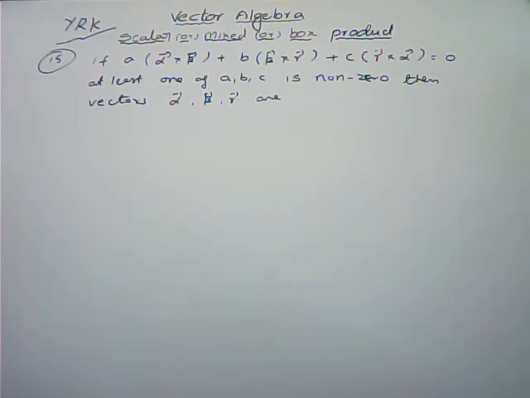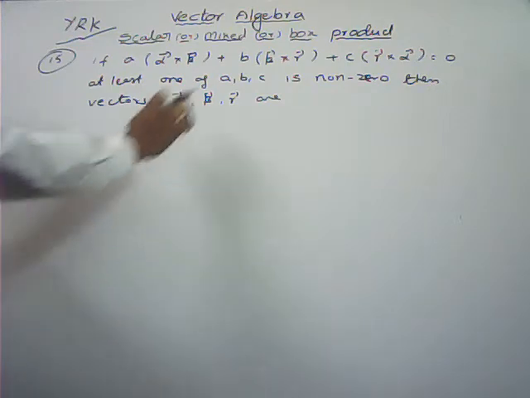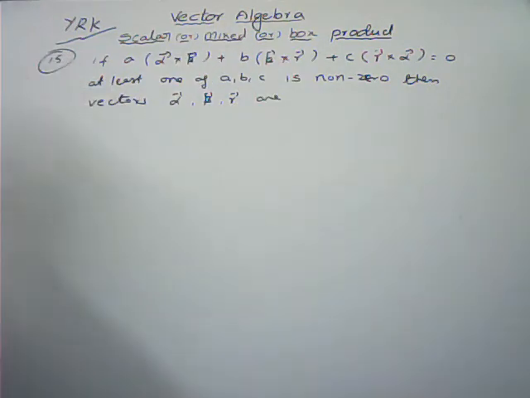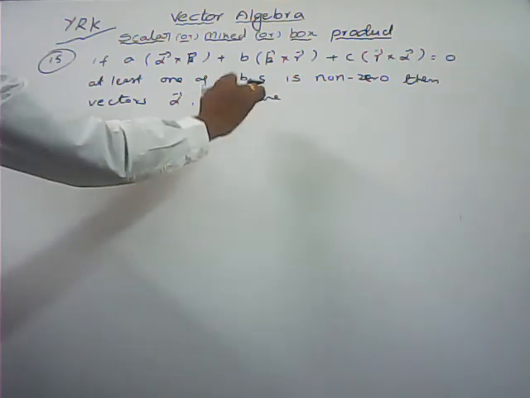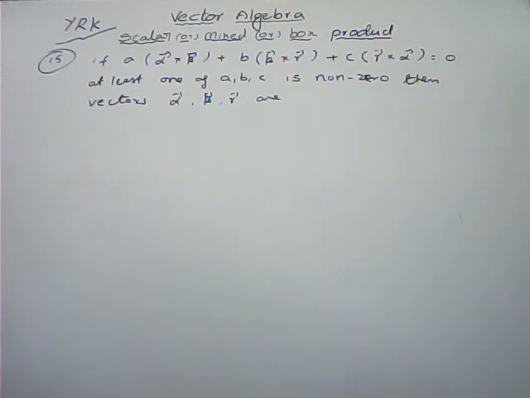Next one: if A into alpha bar cross beta bar plus B into beta bar cross gamma bar plus C into gamma bar cross alpha bar equals 0, and at least one of A, B, C is non-zero, then the vectors alpha bar, beta bar, gamma bar are: first option parallel, second option coplanar, third option mutually perpendicular, fourth option none of these. So, either coplanar or not. How to know that one?